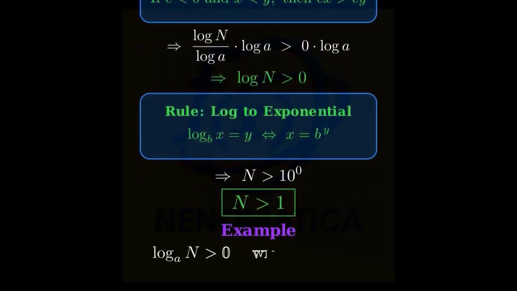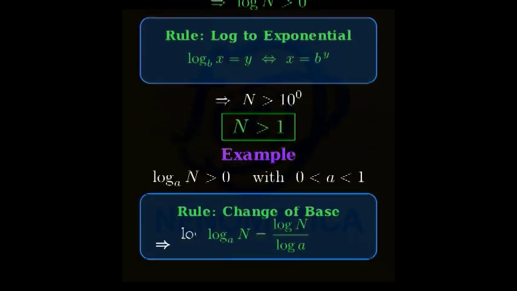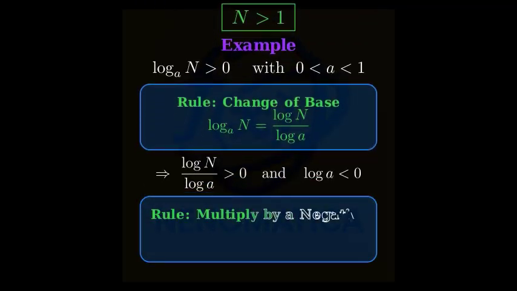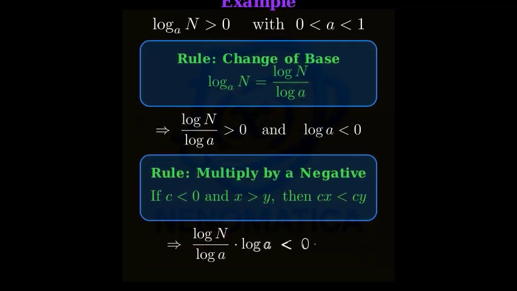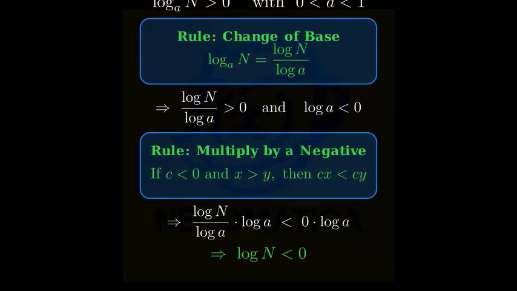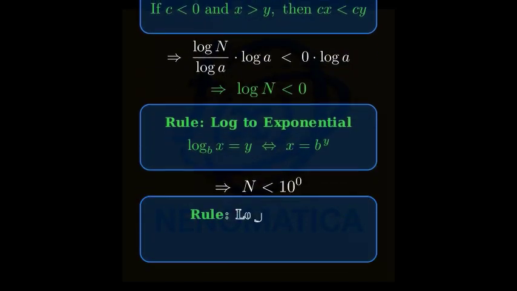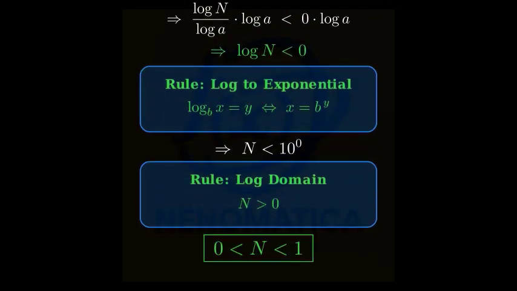Example: now solve log base a of n greater than 0 with 0 less than a less than 1. Step 1. Apply the change of base formula again, and remember that log of a is negative. Step 2. Multiply both sides by the negative quantity log of a. The inequality flips to less than. Step 3. Convert to exponential form. Log of n less than 0 means n is less than 10 to the 0, which equals 1. Combine this with the logarithm domain n greater than 0. The solution interval is 0 less than n less than 1.